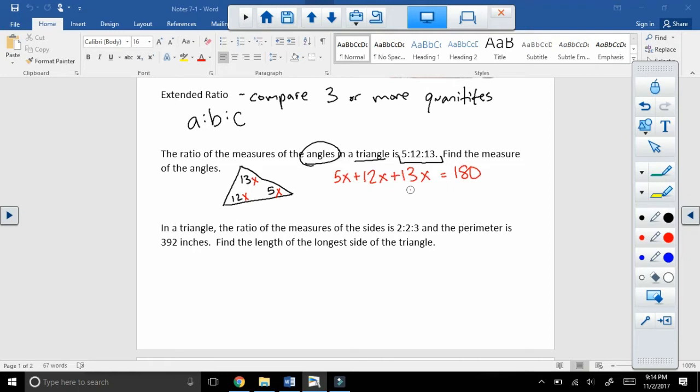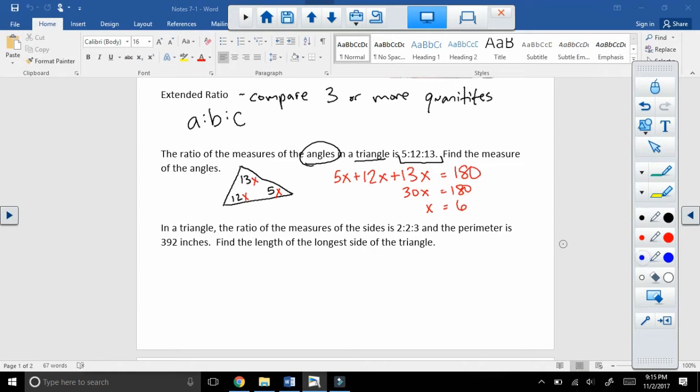So when you add all those up, that's going to be 30x equal to 180, or when you divide, x is going to equal 6. And then the question says, find the measure of the angles. So it's not good enough just to solve that and say that x is 6. We actually want to take that and plug it back in.